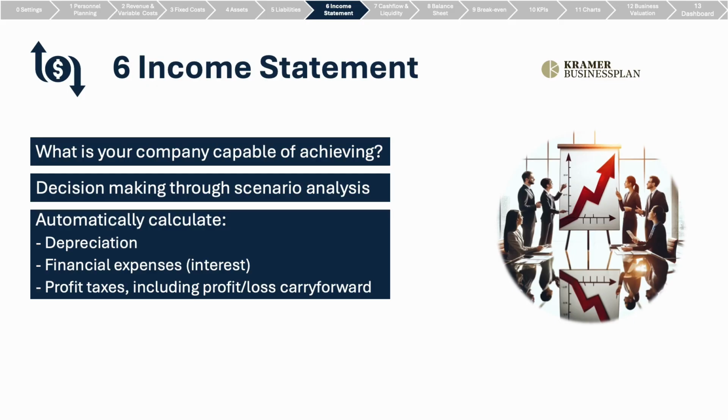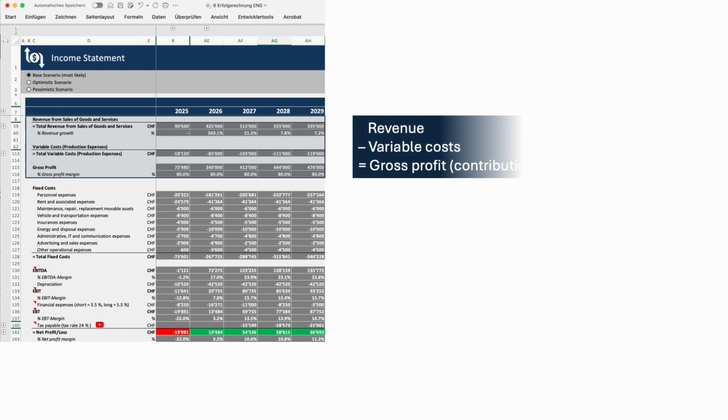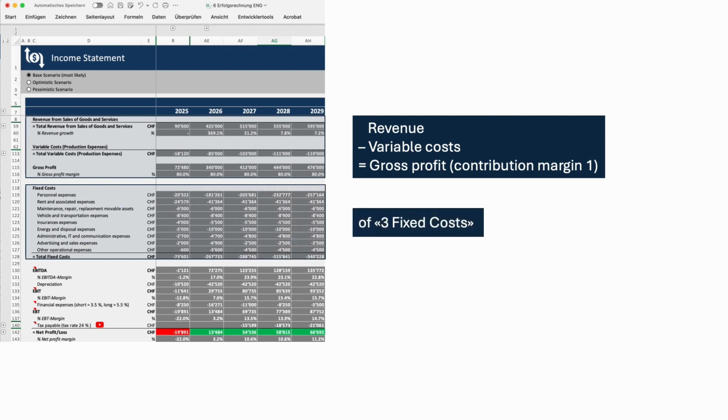The income statement, also known as the profit and loss statement, reveals the economic performance of your company. The tool allows you to simulate scenarios to make strategic decisions. The income statement shows key figures such as revenue, variable costs and gross profit, as well as the fixed costs that you have recorded in the fixed costs worksheet.